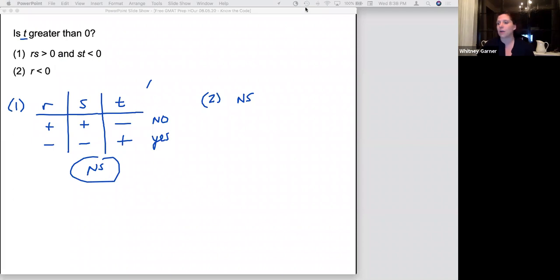If I put the two together, here's a perfect example to Jay's question from before. I would not make a third table. All I would do is draw a line through, or highlight with a marker, the one line in table 1 that matches the information from statement 2. Statement 2 says R is negative, so that is the row that has to be true. If R is negative, then S is negative and T is positive. So we get a definitive yes answer to our question. Sufficient, we have to put the two pieces together. It is C, as in cat.